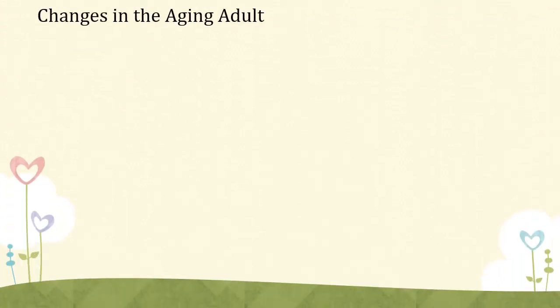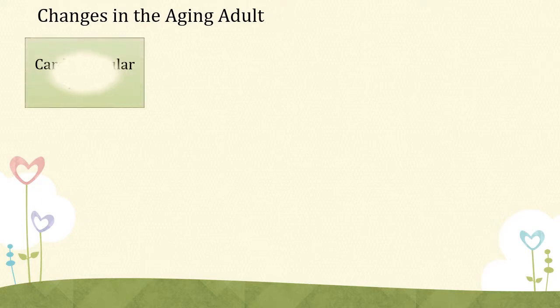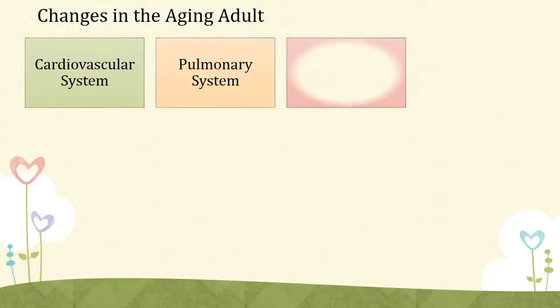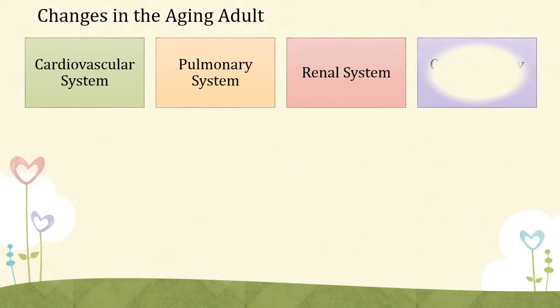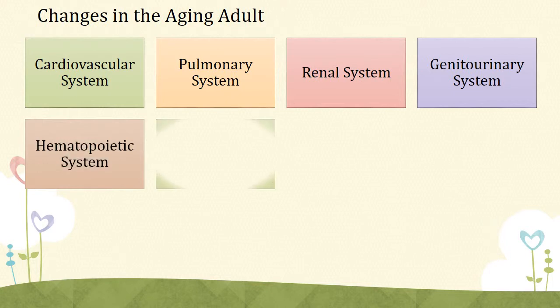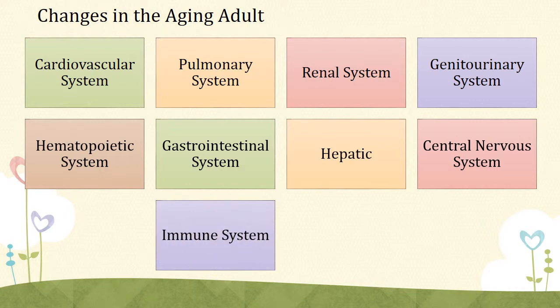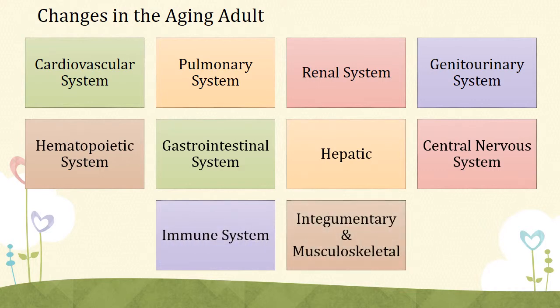As you will understand, as an individual ages, there are changes that occur in the cardiovascular system, pulmonary system, the renal system, the genitourinary system, the hematopoietic system, the gastrointestinal system, in the hepatic, the central nervous system, the immune system, and the integumentary and musculoskeletal system. We are going to discuss these systems in a little more detail.